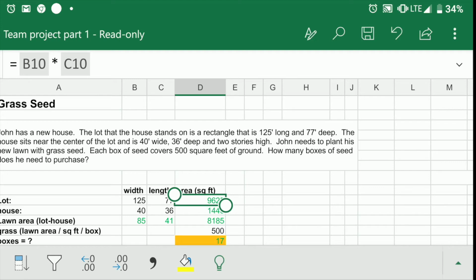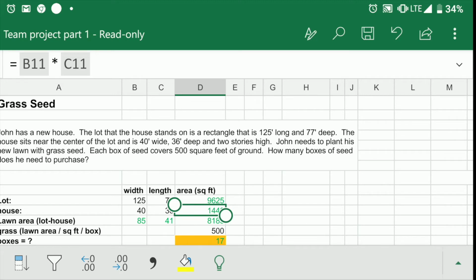As depicted in green, while the area of the house came out to be 1,440 square feet, also in green. So before we can move on though, we need to make sure we keep note that each box of seed is 500 square feet.